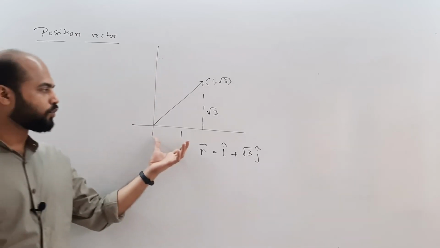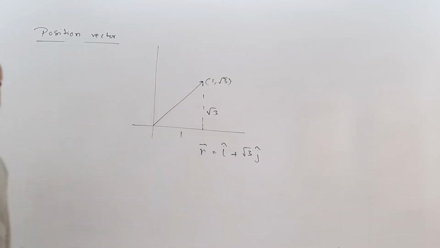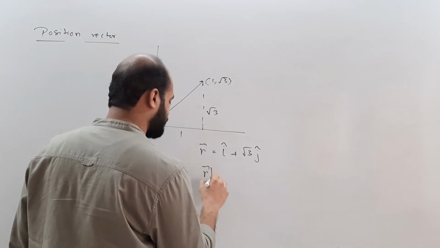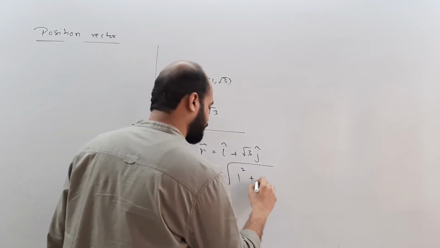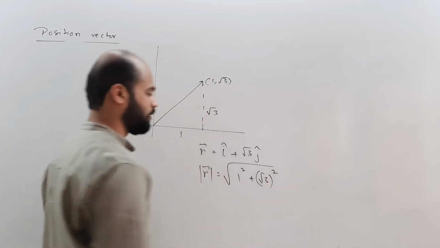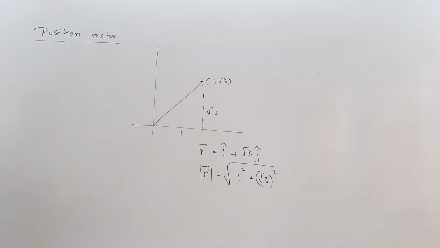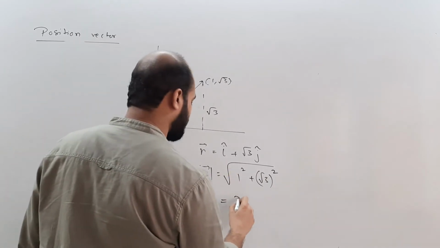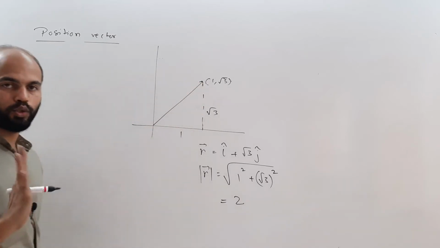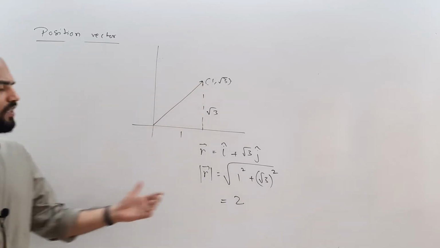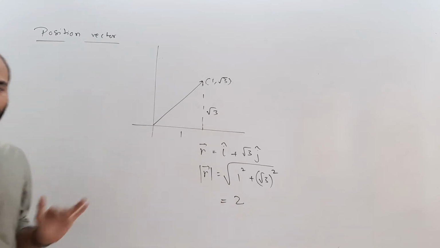So this is the x component, this is the y component, and naturally now we can find the magnitude of this. Root over of 1 square plus root 3 square. When we find this, we get the magnitude as 2, which means that the length of this is 2 units. So basically you are just applying Pythagoras theorem over here till this point.